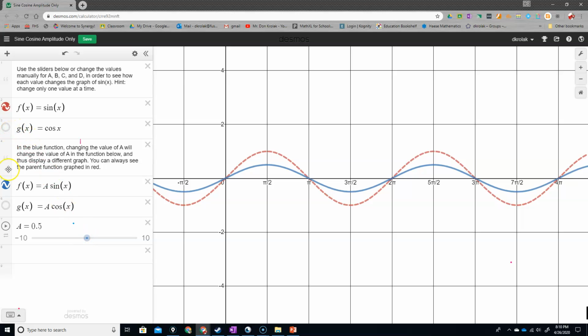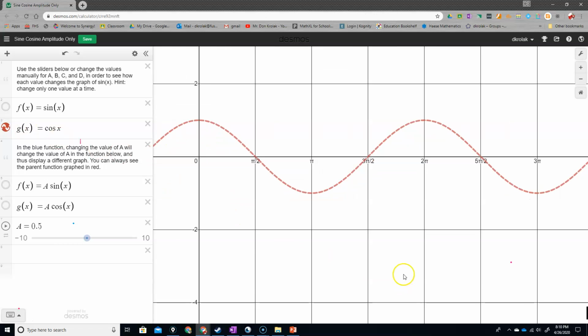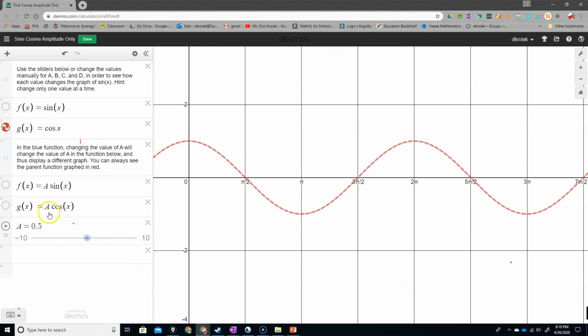Okay, the last one is cosine. So I'm going to unclick these. It's 5/3 cosine. So here's a normal cosine. Now what I'm going to do is I'm going to make a 5/3. Well, 5 over 3 is 1.6. So I'm going to click on this so I can see what it looks like. Here it is if a is 1. And now if I make a 1.6, that's what my cosine is going to look like.